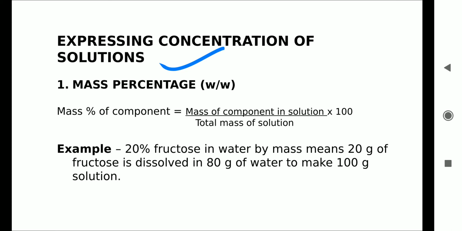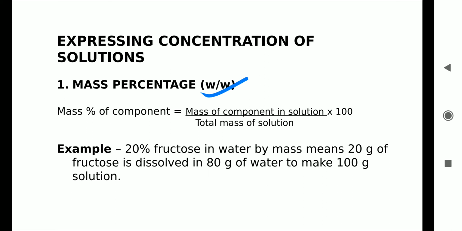In dilute, the solute is present in very less quantity, relatively less quantity than the solvent, and in concentrated solution, the quantity of solute is relatively very large. So that was about quality. But quantitatively expression of solution is done by these units like mass percentage, which is also represented by W by W.